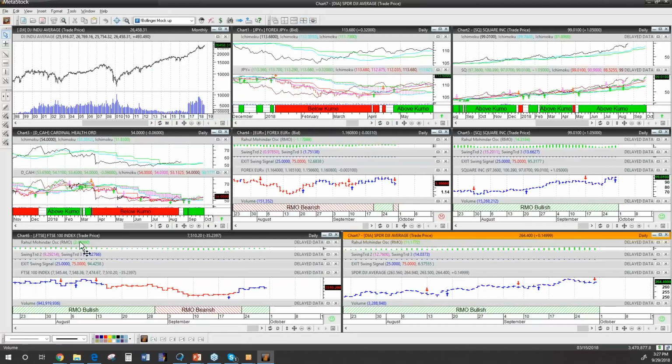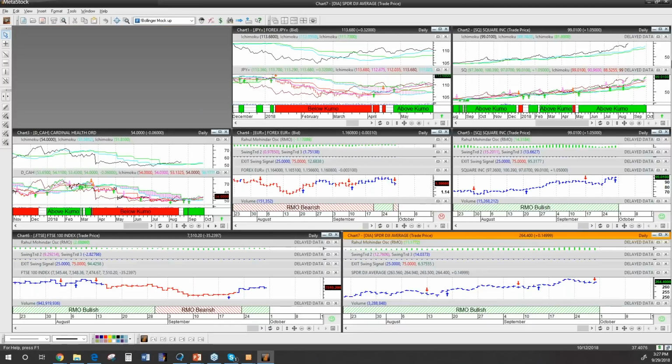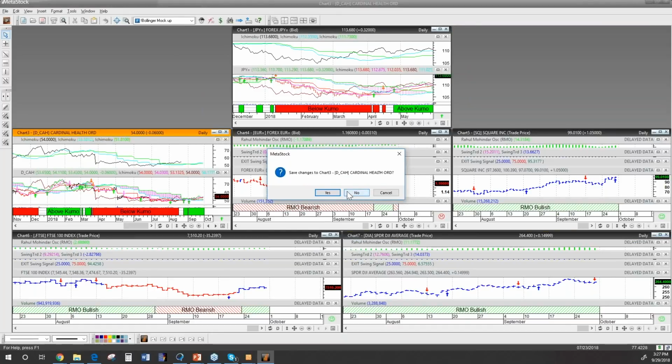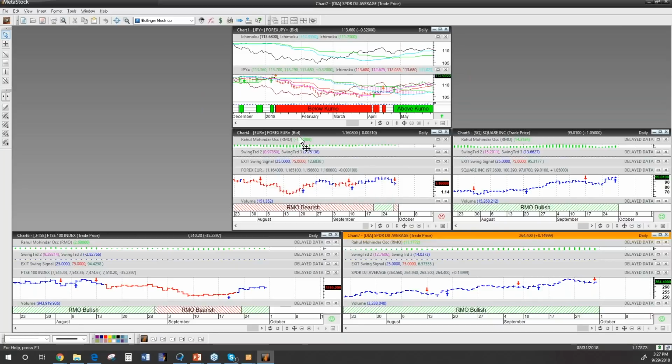And I'm going to get rid of the ones we didn't just open. So I have the Dow on a monthly basis right here. We'll get rid of it. Here's the Square that we were looking at earlier. And we were looking at Cardinal Health Group. And no, don't save. And so I should just have RMO charts open.